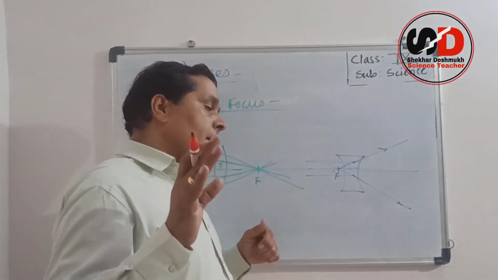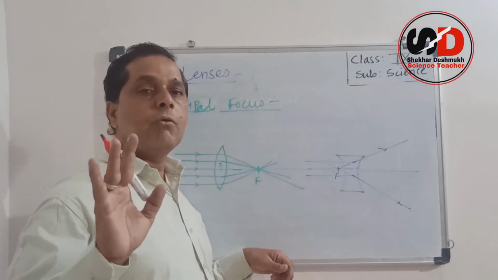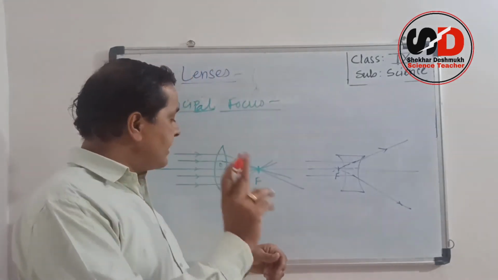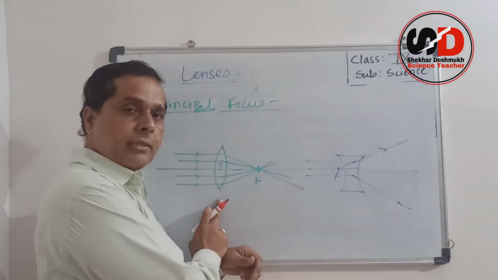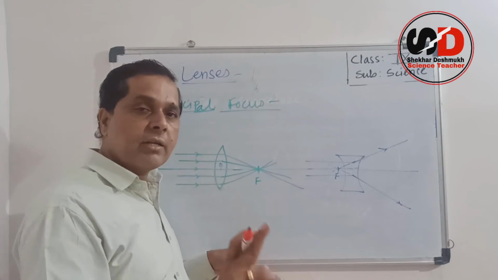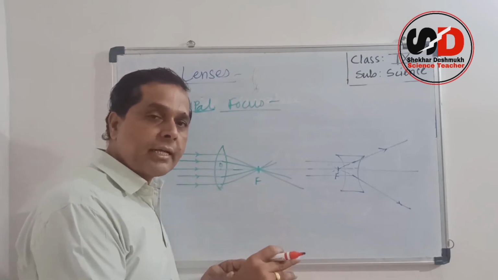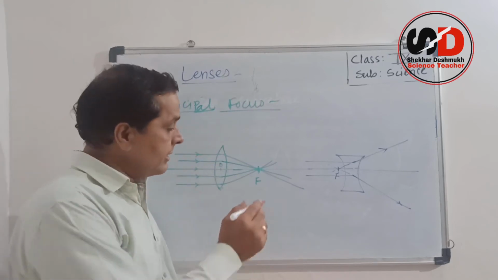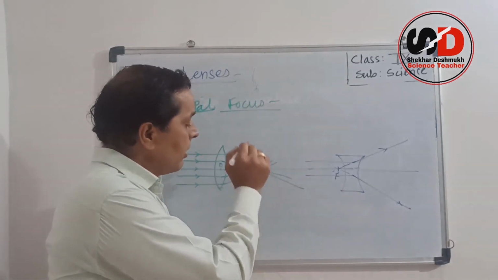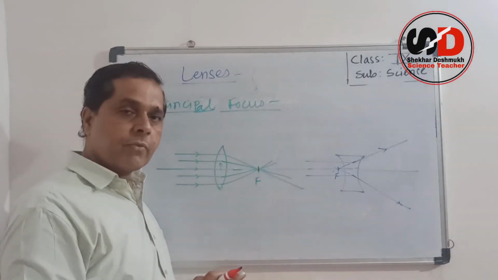So now once again let us see what is principal focus. Principal focus for convex lens: light rays parallel to the principal axis, after refraction through the convex lens, converge at a point on the principal axis, and this is nothing but the principal focus of the convex lens.